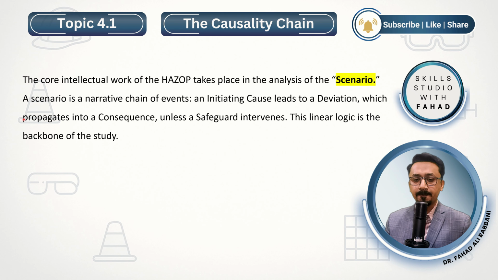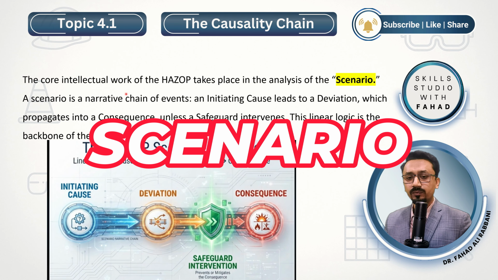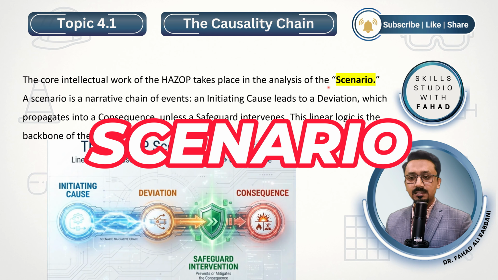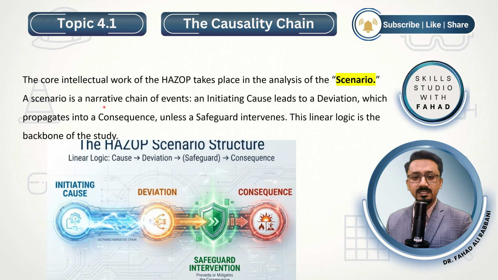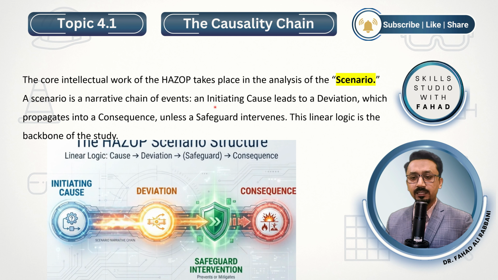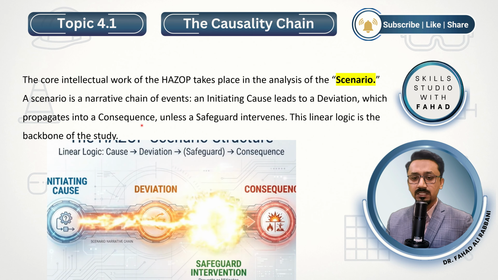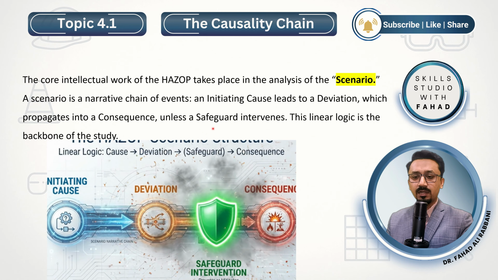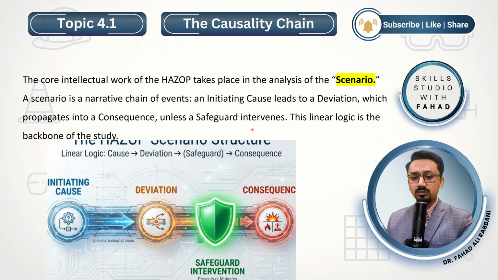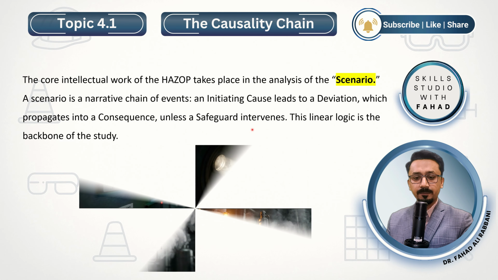The causality chain. The core intellectual work of the HAZOP takes place in the analysis of the scenario. A scenario is a narrative chain of events. An initiating cause leads to a deviation which propagates into a consequence unless a safeguard intervenes. This linear logic is the backbone of the study.